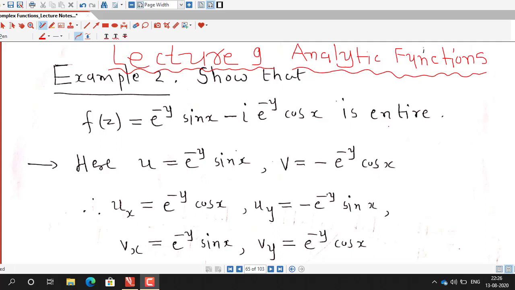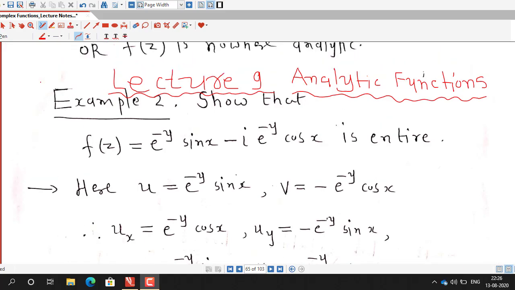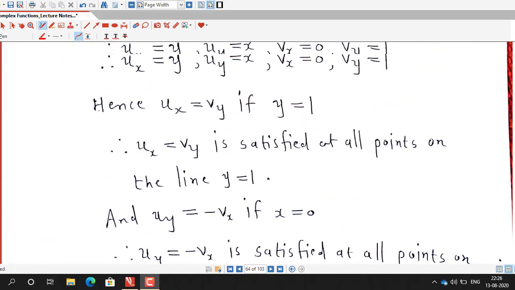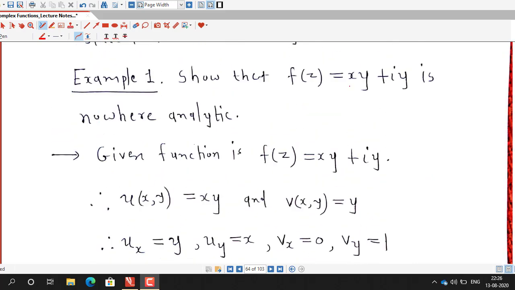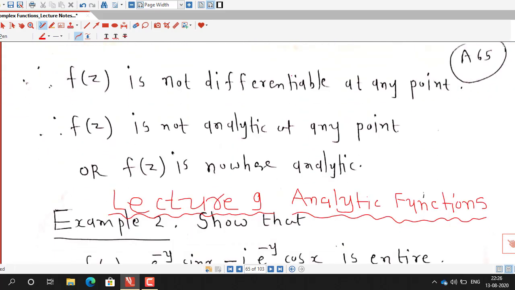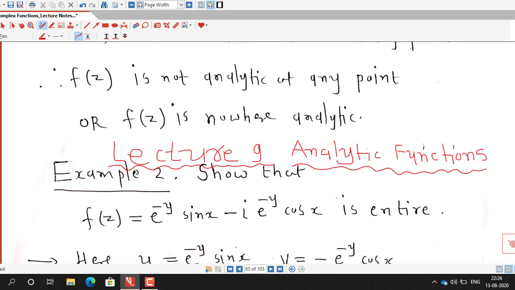Hello friends, in last lecture we have defined analytic functions and we have seen one example of analytic function. If you recall, we have shown that this function is nowhere analytic. So let us just recall the definition of analytic function. The function f of z is said to be analytic at a point z0.